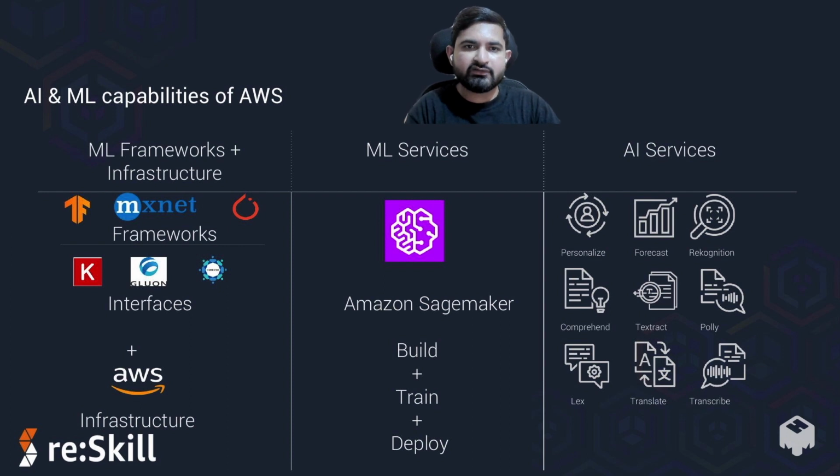So here, everything is building blocks. You have to manage your own infrastructure. You can choose what instance you want to deploy on, and what instance you want for training. You can choose what framework you want, like TensorFlow, MXNet, PyTorch, whatever you want. You can choose the interfaces as per your requirement, and you can manage this whole thing with AWS infrastructure.